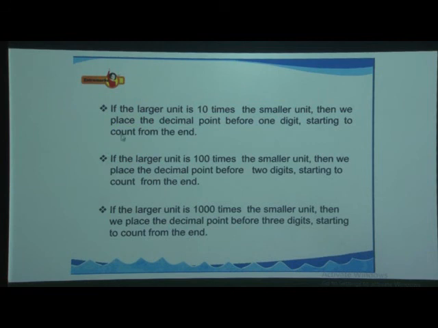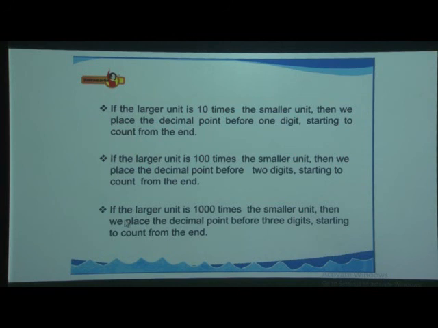Now we will see, if the large unit is 10 times the smaller unit, then we place the decimal point before 1 digit, starting the count from the end. We learned this in the chapter on decimals. Again, just to recall, if the large unit is 10 times the smaller unit, then we place the decimal point before 1 digit, starting the count from the end. If the larger unit is 100 times the smaller unit, then we place the decimal point before 2 digits, starting the count from the end.